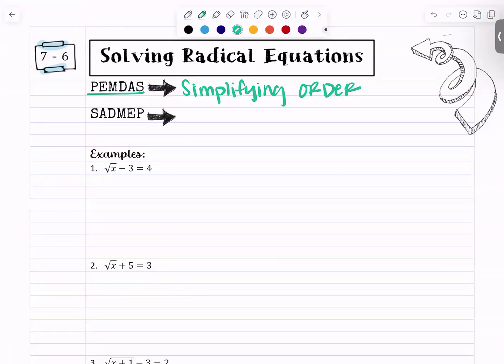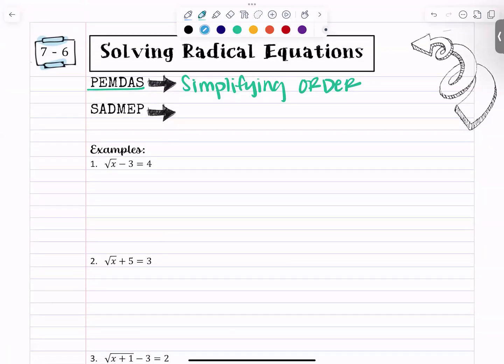So that's for simplifying. So SADMEPS, which is reverse PEMDAS, it's literally the whole thing backwards, is for solving. It's the order for solving.